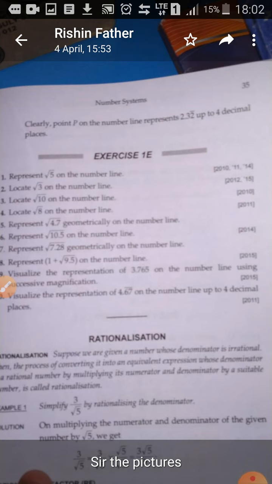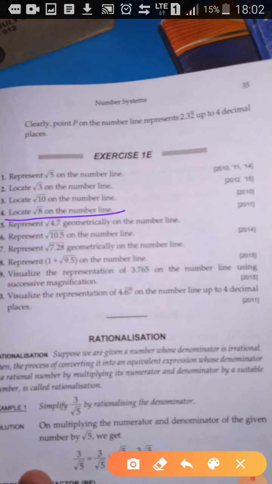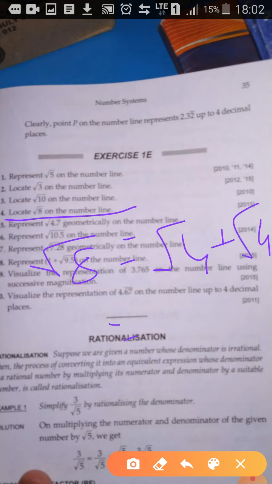Next sum is root 8. Root 8 is another easy one. Root 8 is equal to root 4 plus root 4. Yes or no? Yes. So 2 plus 2.